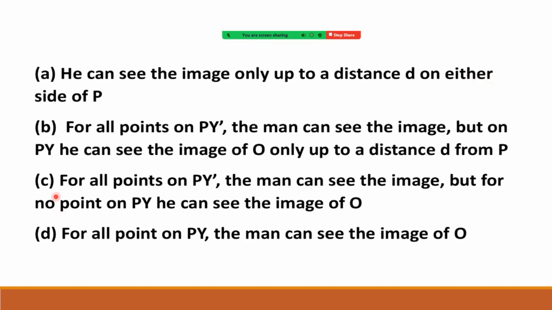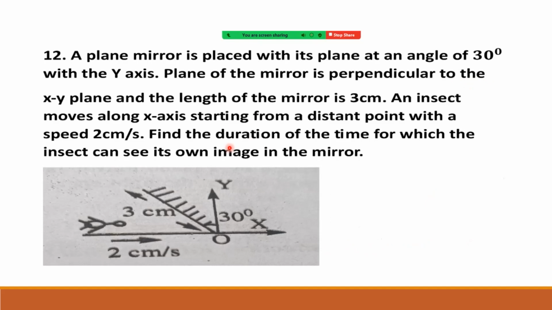That is wrong. For all points on PY dash, the man can see image, correct only. But for no point on PY. So this is wrong. Okay. So first half correct only. For all points, the man can see image. Okay. For all points on PY, the man can see the image of O. So this is wrong. So option B is the correct one. Okay. Let us see next one.